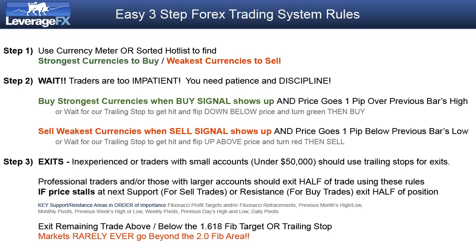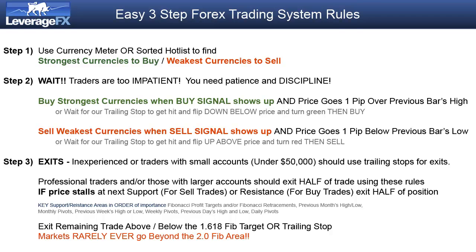So buy the strongest currencies from step 1 when you see a buy signal, when it shows up, and when price goes 1 pip over the previous bar's high. Now if the buy signal is in the middle of the range, you typically want to use this method. When it goes 1 pip over the buy signal's bar's high, you buy. If it's up near the upper containment bands, you might want to wait for the trailing stop to get hit first, flip down underneath price and turn green, then buy.